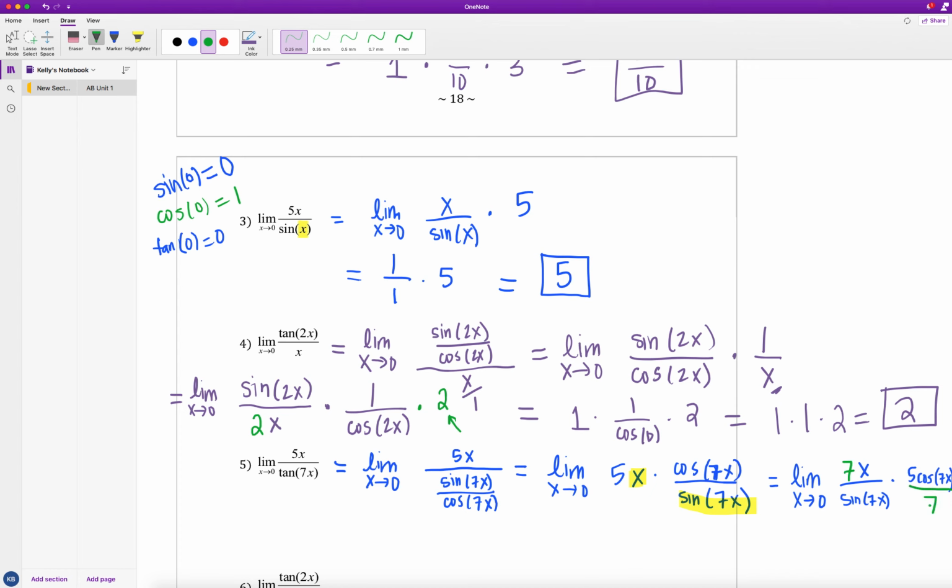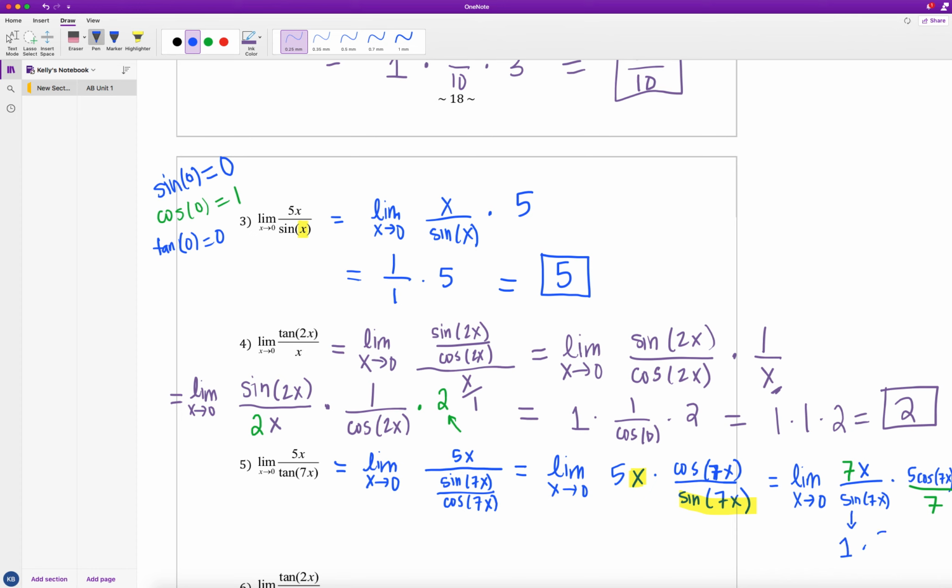I also need to divide through by 7 so that those are counterbalancing each other, and I'm technically multiplying by the number 1, or our fancy version of the number 1 here, since I have 7 over 7. Now from here, the reason I wanted to do that is because the limit then, as x approaches 0 of 7x over sine of 7x, this will go to 1.